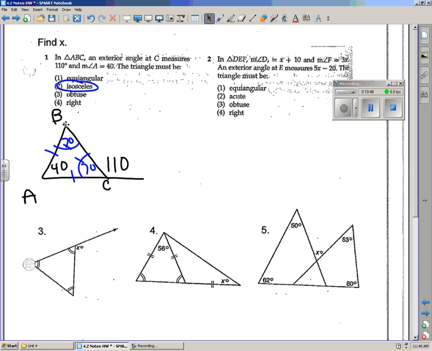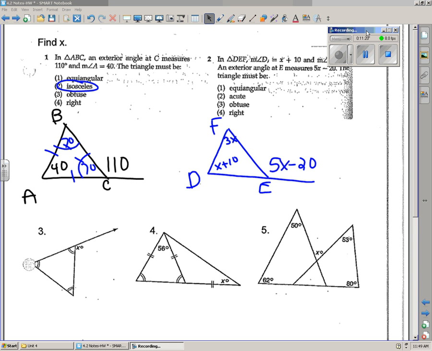And the next one, triangle DEF. I would be drawing another picture, and it's talking about an exterior angle at E. So if we were to draw DEF, this has to be E. Doesn't matter where the other ones are, makes no difference. But in DEF, D is x plus 10, F is 3x, and it says the exterior angle at E measures 5x minus 20. Well, we know the exterior angle is equal to the sum of the two non-adjacent interiors, which means I'm going to set up an equation.